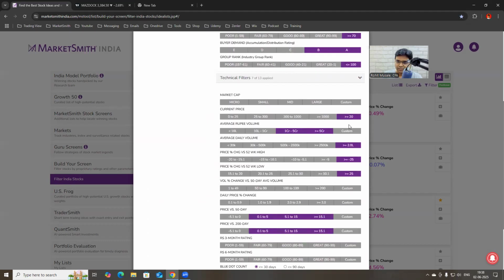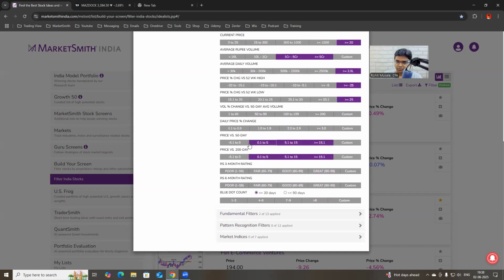Technical filters: price greater than or equal to 20. Average rupee volume more than or equal to 1 crore. This is to avoid penny stocks. Average daily volume, this is a negotiable criteria. Average daily volume should be more than or equal to 200,000 shares traded. Then price should not be more than 25% below the 52-week high, or price should be within 25% from the 52-week high. Price should be at least 25% above the 52-week low.